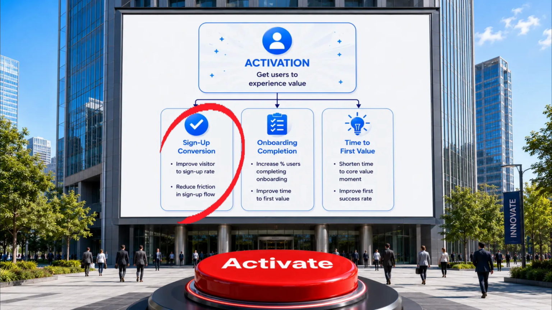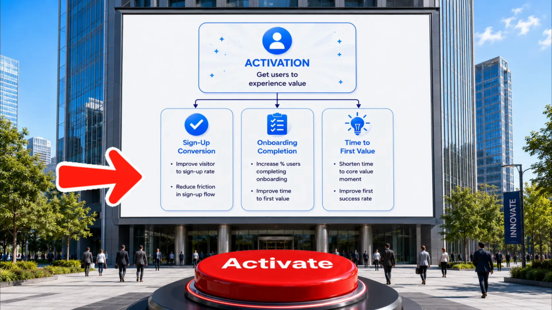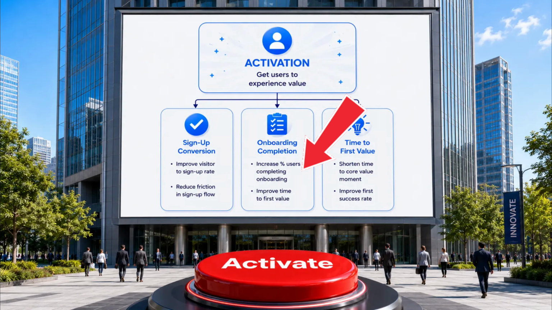Sign up conversion. That's the percentage of visitors who actually create an account. Move this by improving your visitor to sign up rate and reducing friction in the sign up flow. Killing even one single form field can lift conversion by double digits. Onboarding completion, the percentage of new users who finish your onboarding flow. Move this by increasing completion rates and shrinking the time it takes to get there. If your onboarding is 10 steps, ask which 3 you can delete.